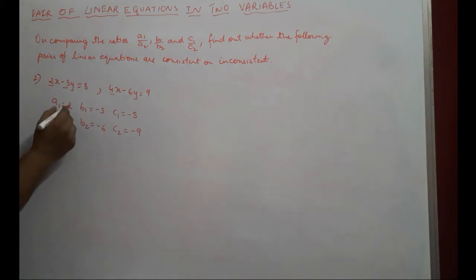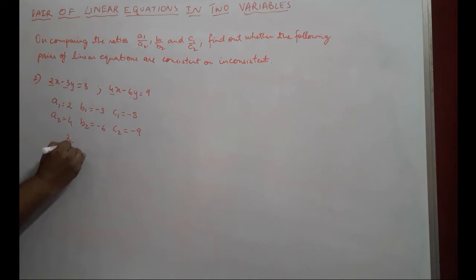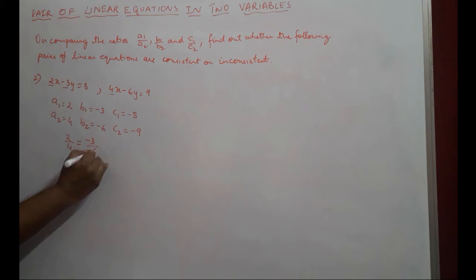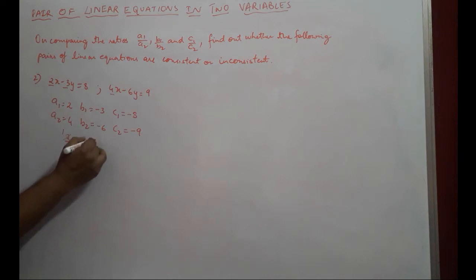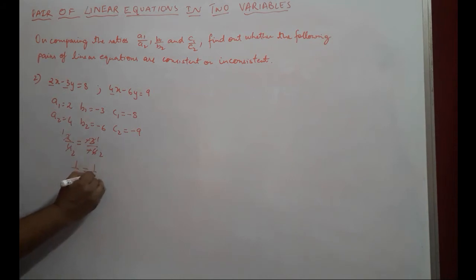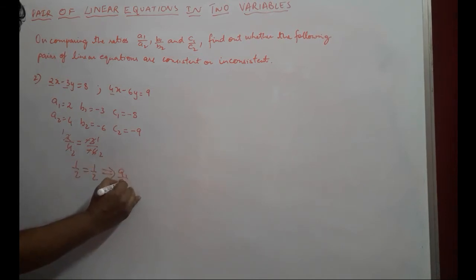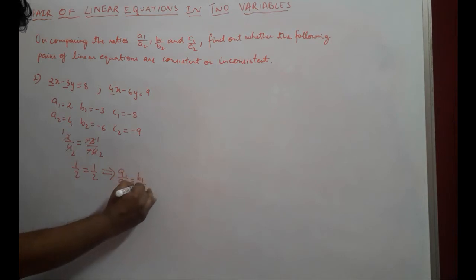And now we compare a1 and a2 to b1 and b2. So a1 upon a2 can be written as 2 upon 4 and b1 upon b2 can be written as minus 3 upon minus 6. Now we cancel: 2 1s are 2, 2 2s are 4, and we cancel the minus sign over here, and 3 1s are 3, 3 2s are 6, which means we get half is equal to half. So this implies that a1 upon a2 is equal to b1 upon b2.